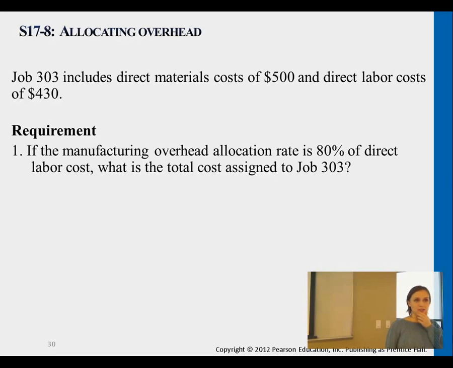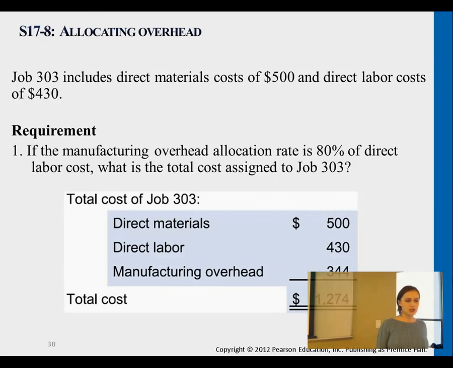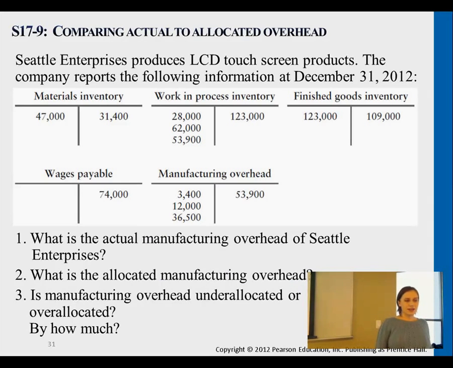Anyone else? 344. 344 for what? Total? So you're calculating, what did you do? How did you get that number? 1274. How did you get 344? The 435.80. Uh-huh. And what did you get? 344. But what is it? That's your manufacturing overhead. That's right. So it's only your manufacturing overhead. Now the question is total cost assigned to job 303. 1274. So you got it right. 1274. Okay? So you should have something like this. Yeah? Okay. So let's try to do this. We've seen something like that, right?